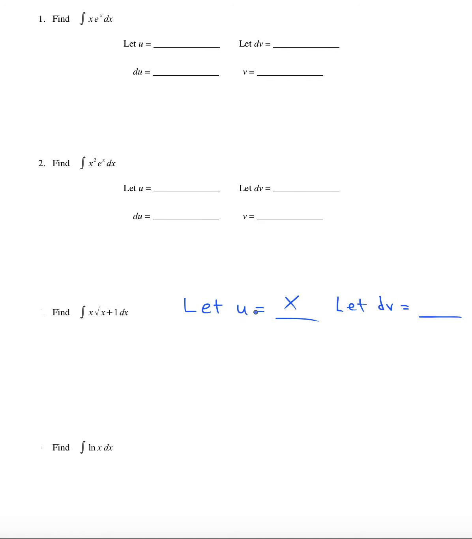I'm going to let x be u, and that's going to mean that square root of x plus 1 dx will be my dv. So my du will be 1 dx, which is good. And my v, a little trickier to find, that's actually going to be x plus 1 to the 3 halves times 2/3. All right, now that we have those, we're going to want to go and fill in our formula.